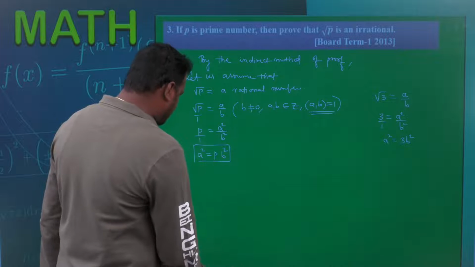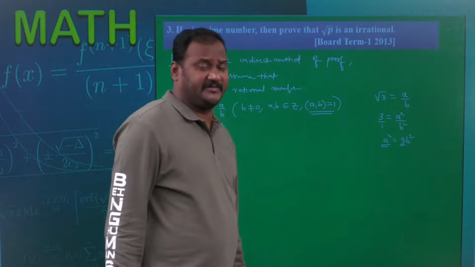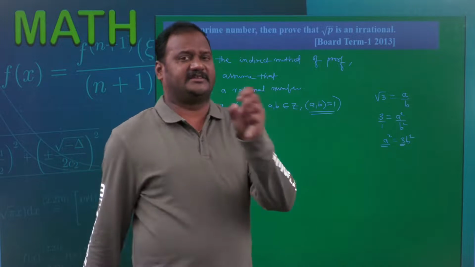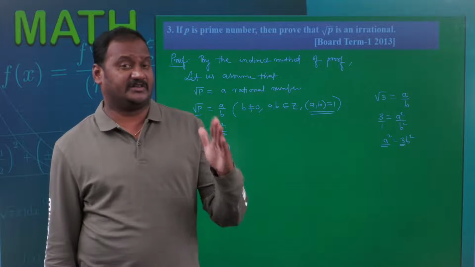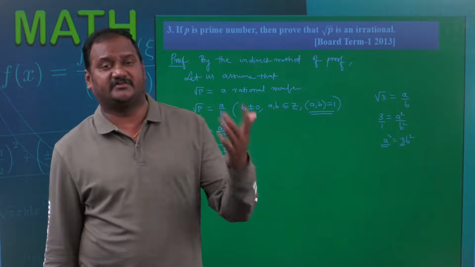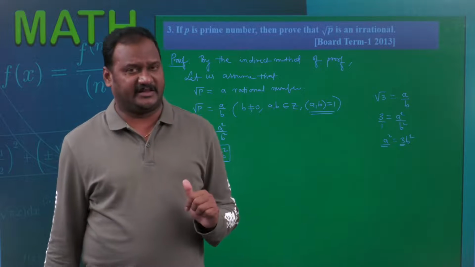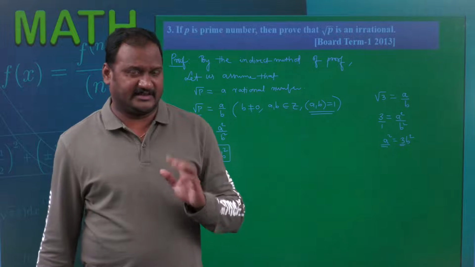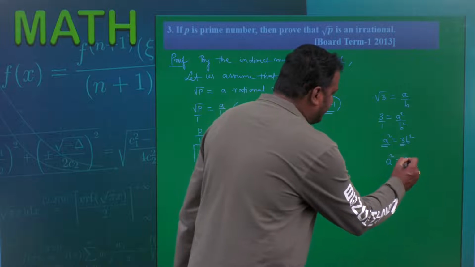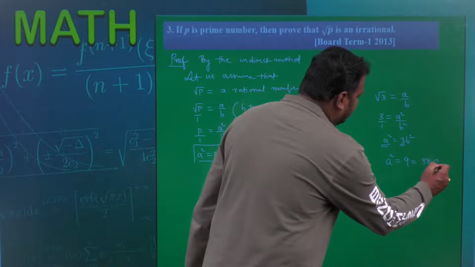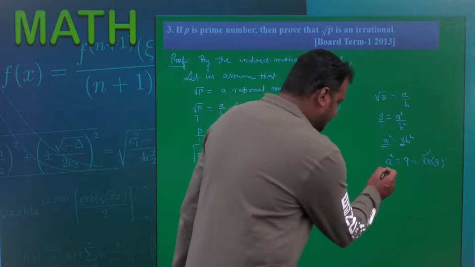If a square is equal to 3b square, it means a square is a multiple of 3. A square means it's a square number. Tell me one square number which is a multiple of 3. What are square numbers? 1 square, 2 square, 3 square, 4 square, 5 square. All these are square numbers. I am taking one square number which is a multiple of 3. Can I take 3 square? Because 3 square is equal to 9, which is a multiple of 3. So I am taking a square is equal to 9, because you can write that 9 as 3 into 3.